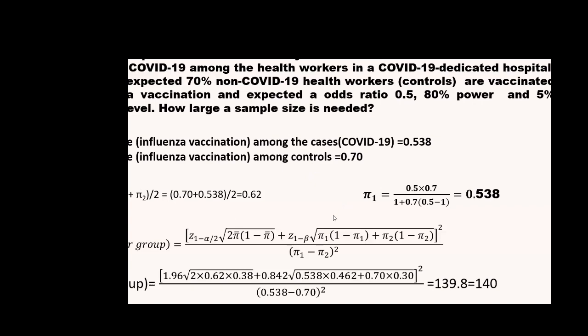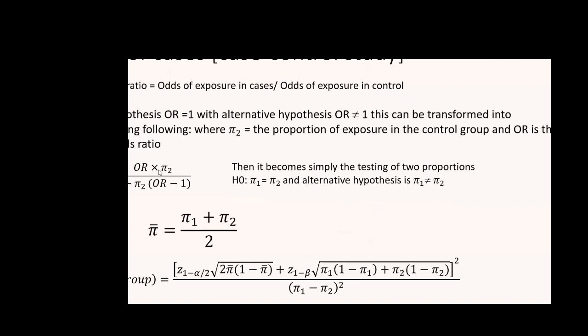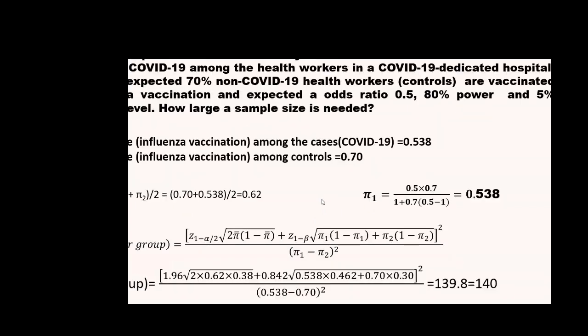So using this formula, you see that OR multiplied by pi 2, divided by 1 minus pi 2 plus pi 2 bracket OR minus 1. So here you can use this formula for calculating this value. So this value you find out is 0.538.